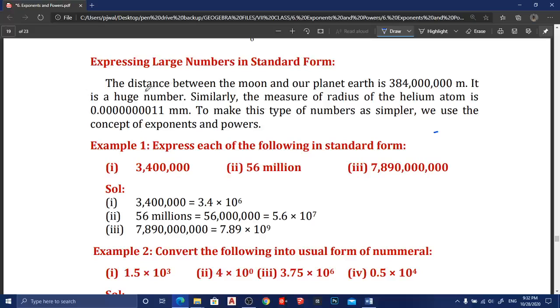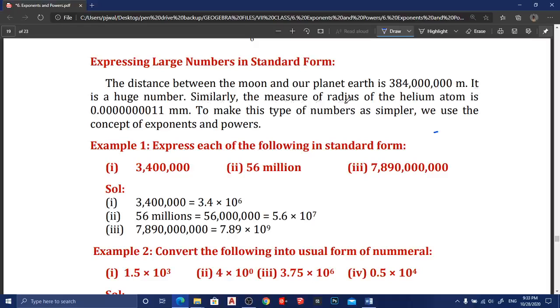If you observe this, the distance between the moon and our planet Earth is 384 million miles. So this is a very large number. We can convert this large number into a standard form, which is in the short form also. We will learn that later. It is a huge number.